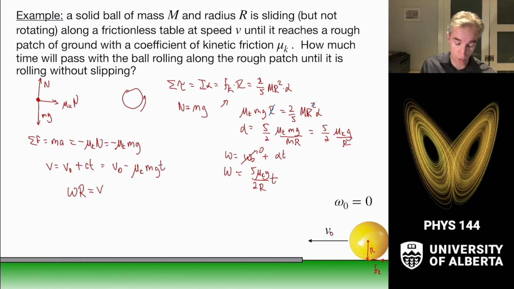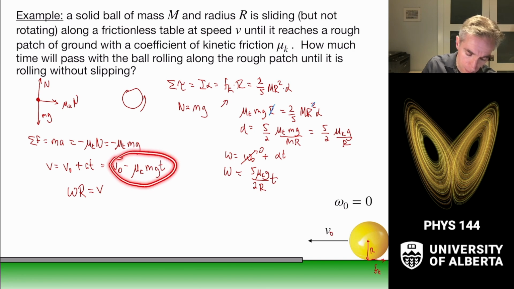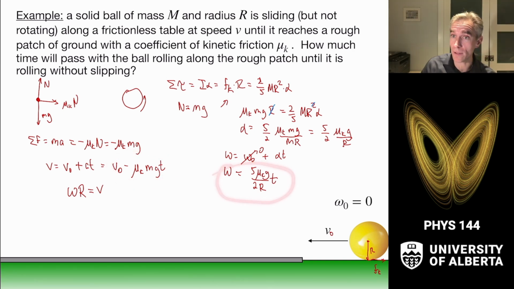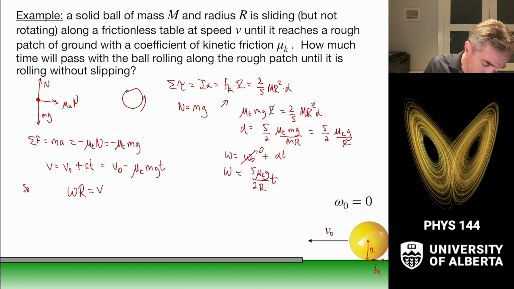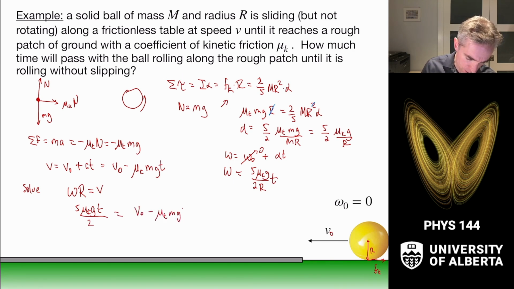That would be the case where rolling without slipping. So you'll notice that the effect of the acceleration is to slow down the ball and speed up the angular acceleration. So we're going to solve in the rolling without slipping criterion. And so in that case, we get that omega r is equal to 5 mu k g t all over 2, as omega r is equal to v, which is equal to v naught minus mu k g t.